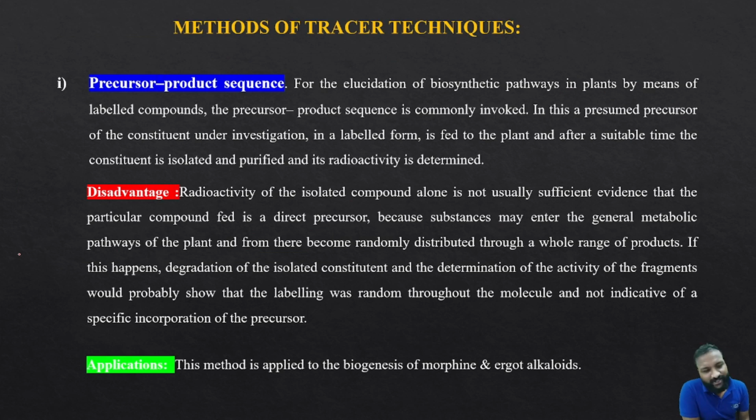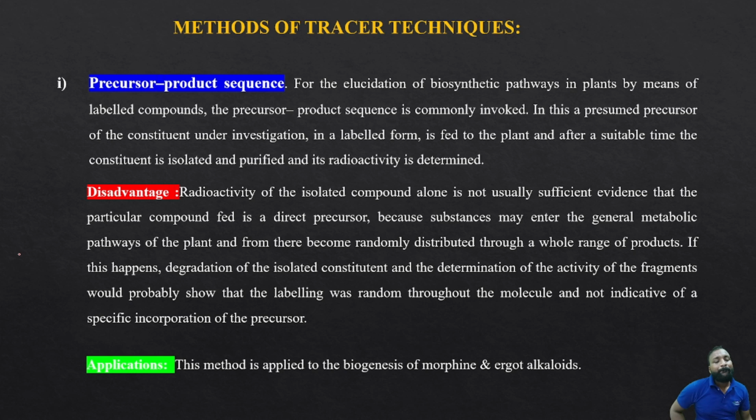Coming to the last thing, the methods of tracer techniques. This is also an important one while we are discussing the investigation of biogenetic studies. Up to now we have seen what biogenesis is, what a tracer technique is, what we mean by a radioactive or unstable compound, the criteria, and also the steps involved in the investigation of radioactive isotopes. But what are the methods for tracer techniques?